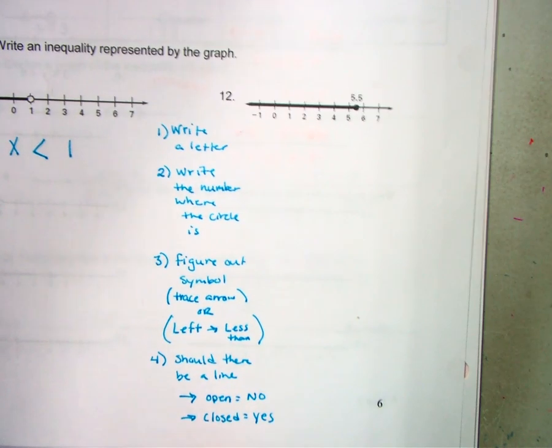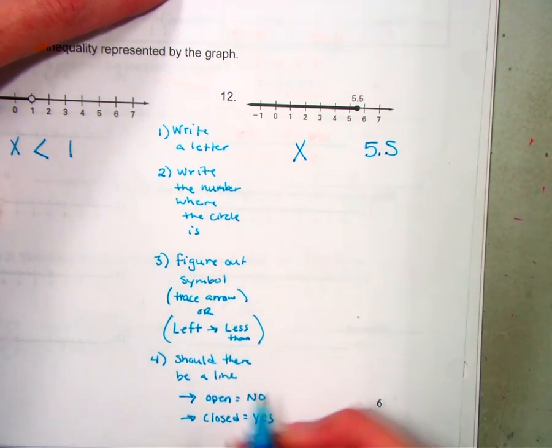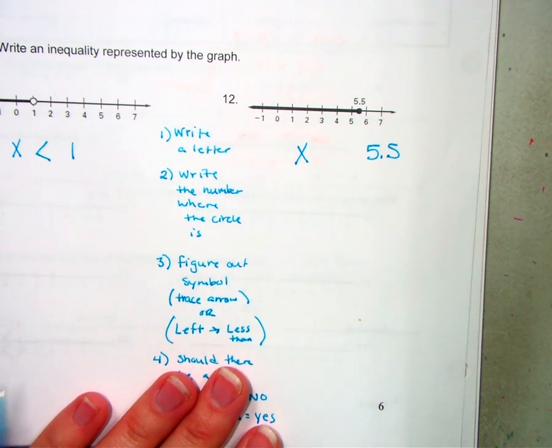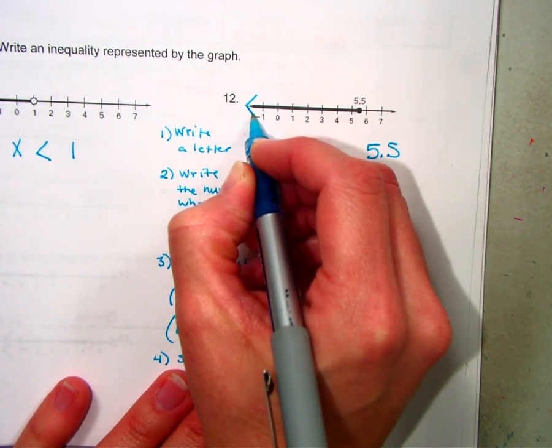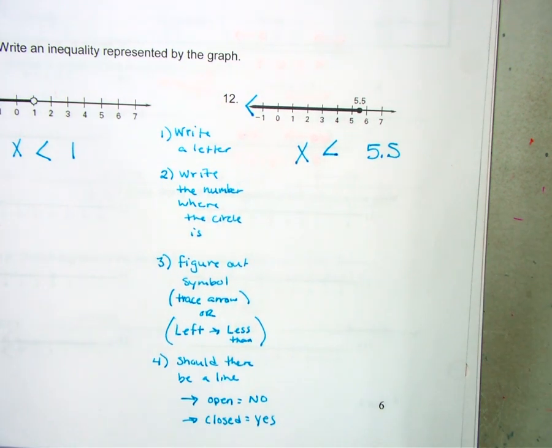Okay, last little part here, let's put the letter X, let's put the number. Every time you come to these problems, put the letter, put the number. X, 5.5. Trace the end of the arrow that tells you which symbol to be using. Should I put a line? Yes or no? Yes. Here's the deal. That's a level four. Is that super difficult to do? No, you got this. You got this.